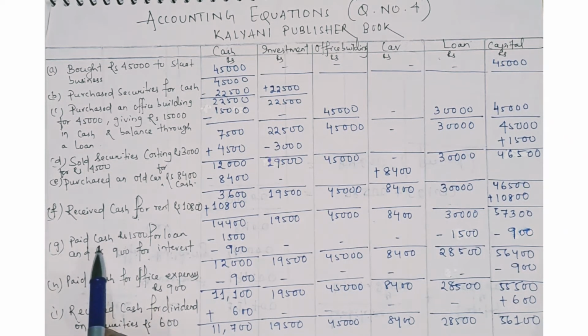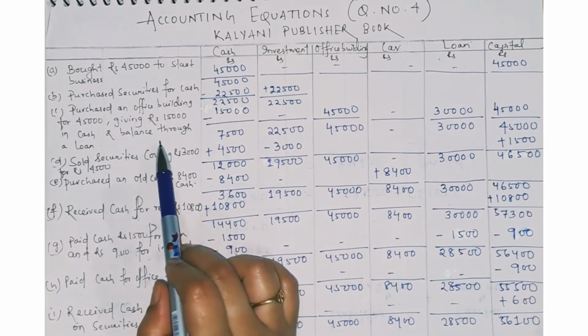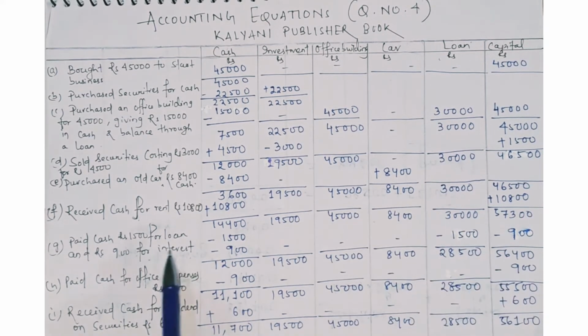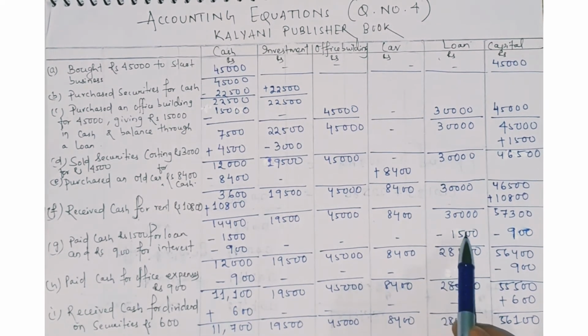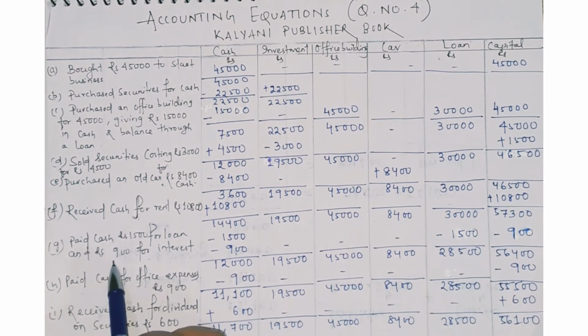Okay. Now our next transaction is paid cash rupees 1,500 for loan and rupees 900 for interest. Here cash of rupees 1,500 is paid for the loan. We have taken the loan in the previous transaction of rupees 30,000. See here, out of which we have made payment of rupees 1,500 for loan. So 1,500 will be deducted from its principal amount. Now it becomes 28,500, and for loan we have made an interest payment of rupees 900.